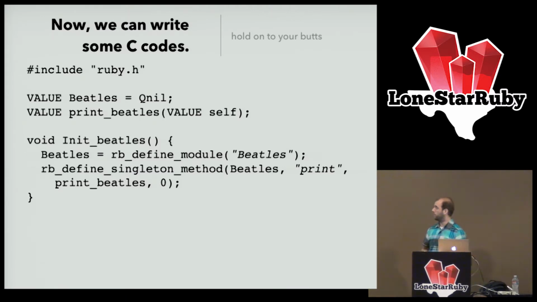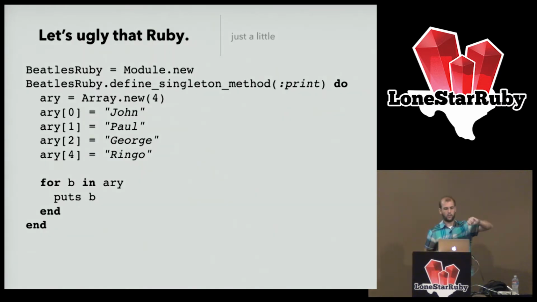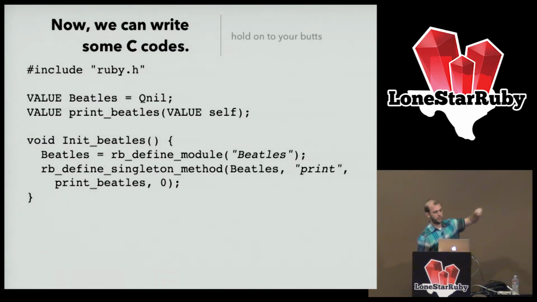And then this init beetles function gets called whenever the extension is loaded into the Ruby interpreter. And this is where you set up all your objects that you're exposing to your Ruby programs from C. So just like over here, we're going to call Module.new, except that's rb_define_module in the C extension. So we create our beetles module, and then we're going to attach a singleton method, just like we did here. It's going to be called print. We're telling the C extension to use this print beetles function we're going to declare in a second, and that it takes 0 arguments that aren't the self object pointer.